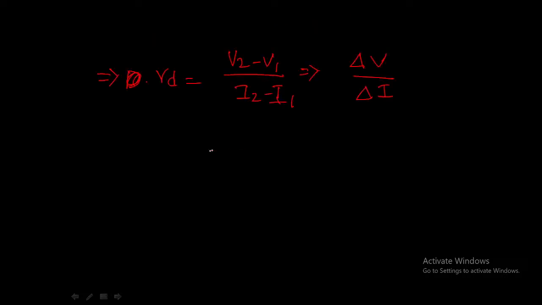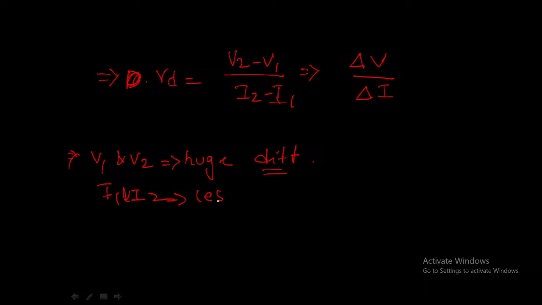There is a huge difference. V1 and V2 have a huge difference. That is, there is a huge increase in the voltage of V2 from V1. We can see this from the graph. And I1 and I2 have a very small difference. That is, it indicates that there is a small increase in the current. So if there is a large increase in voltage, but a small increase in the current, that is what is written here.